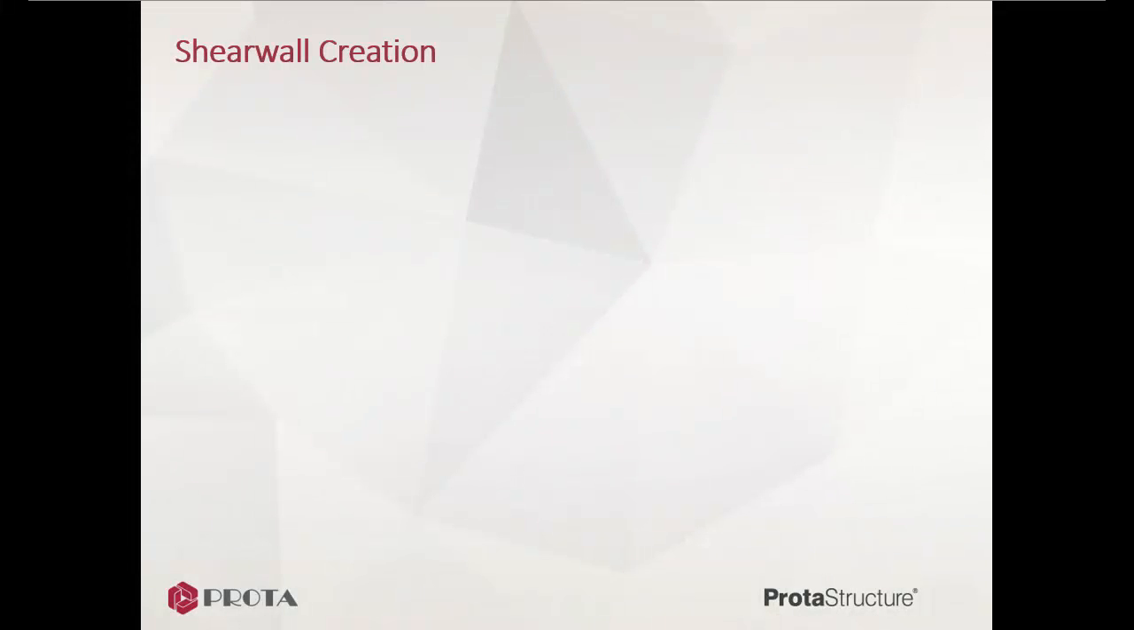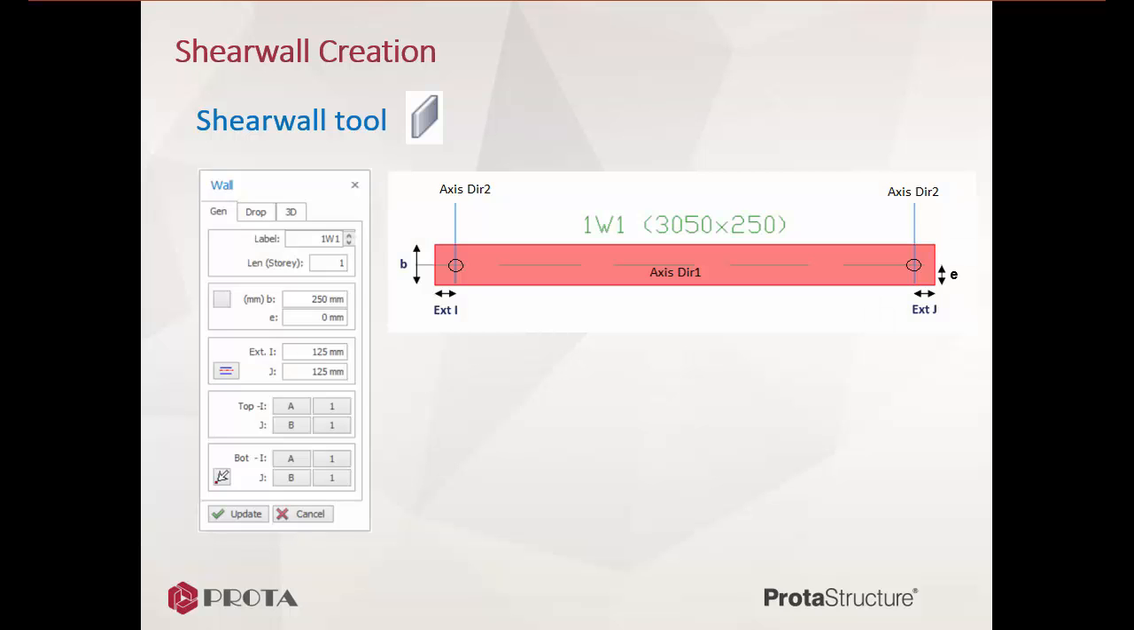Shear wall creation. To create a shear wall, click on the shear wall tool. A shear wall requires two insertion points or nodes. These insertion points are created by intersection of axes. Hence, 3 axes are required to create a wall: one longitudinal axis along the wall, and additional 2 other axes to create the start and the end nodes.